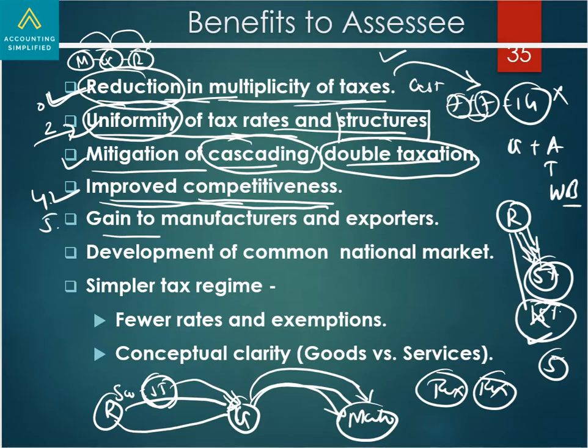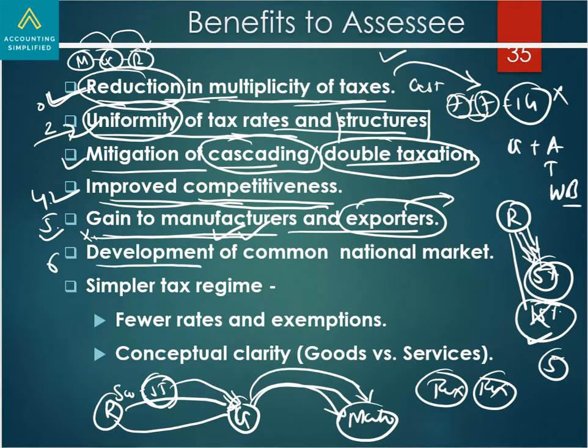The fifth one is gain to manufacturers and exporters, because excise duty and many other duties are being resolved, and the reduction in multiplicity of taxation and uniformity in tax rates motivate the manufacturer to manufacture well. And in exports there is no GST. In fact, when you export something, subsidies and incentives are provided by the government. So manufacturers and exporters are having a gain due to this GST.